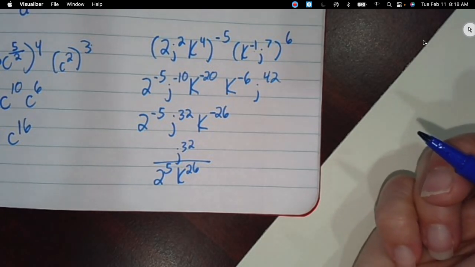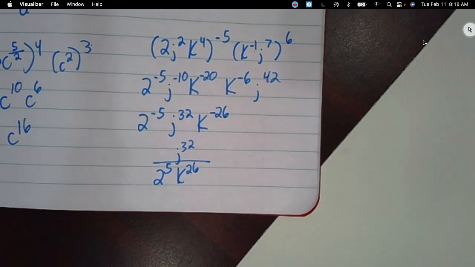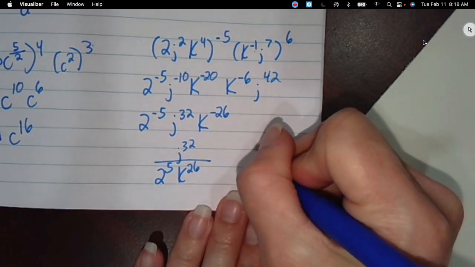Now, she was saying, let's figure out 2 to the 5th. What is 2 to the 5th? I think I have it on the board over there. I do.